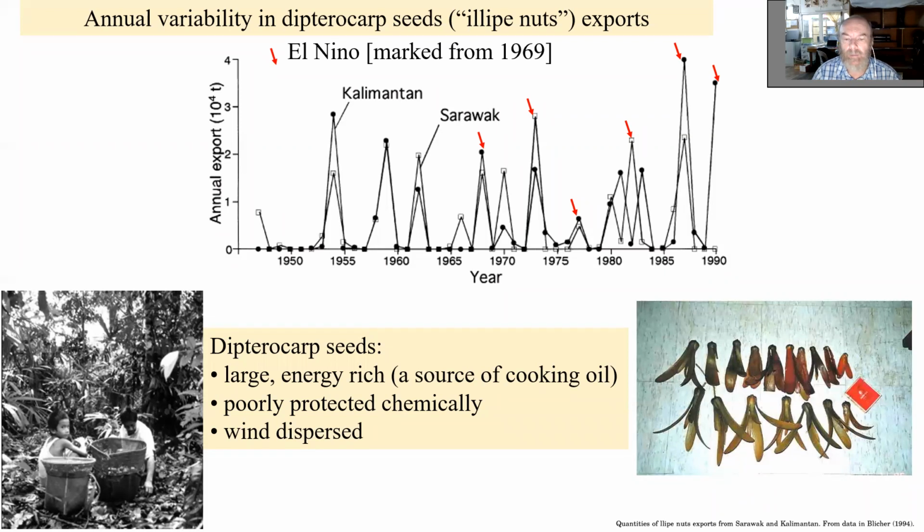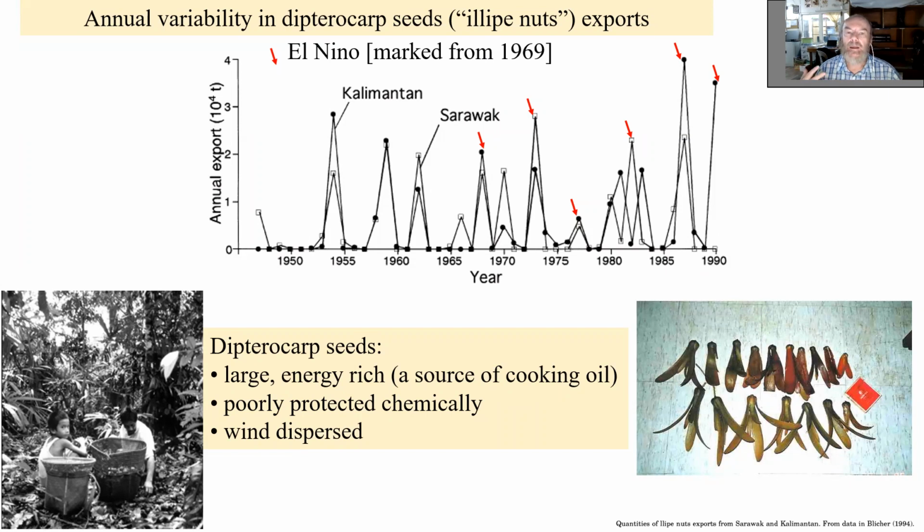And because they are oily, they can be a source of oil, and so they are traditionally collected and exported. So this is the 40 years of export records of the Illipe nuts, which are dipterocarp seeds, and the El Niños are marked in red here, starting from 1969, when there are good meteorological records, and so you can see that there is a remarkable coincidence between El Niños and mast fruiting.